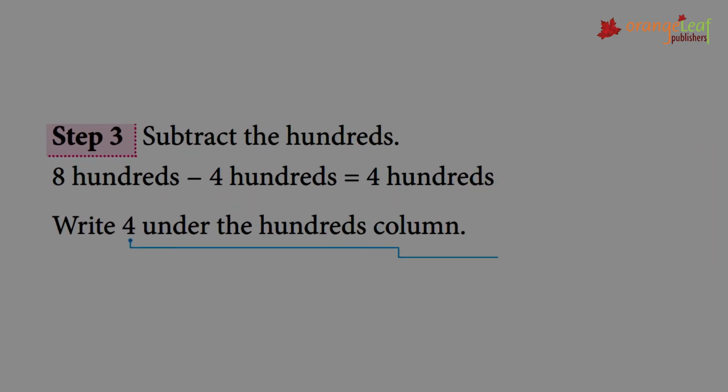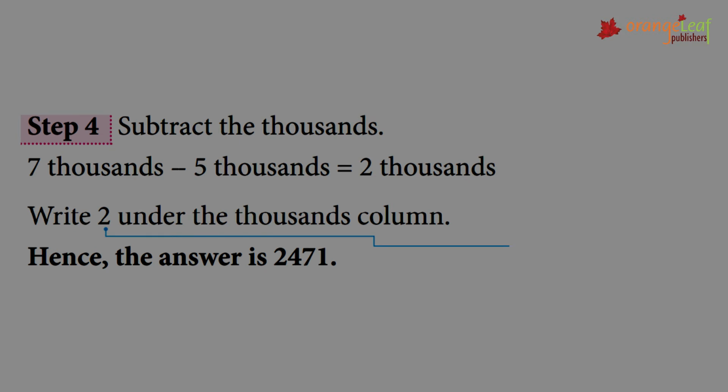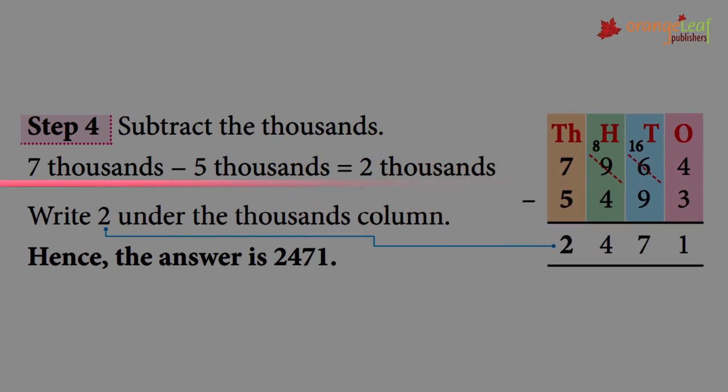Step 3. Subtract the hundreds. 8 minus 4 is equal to 4. Therefore, 4 comes under the hundreds column. Step 4. Subtract the thousands. 7 minus 5 is equal to 2. 2 comes under the thousands column. Therefore, the answer is 2,471.